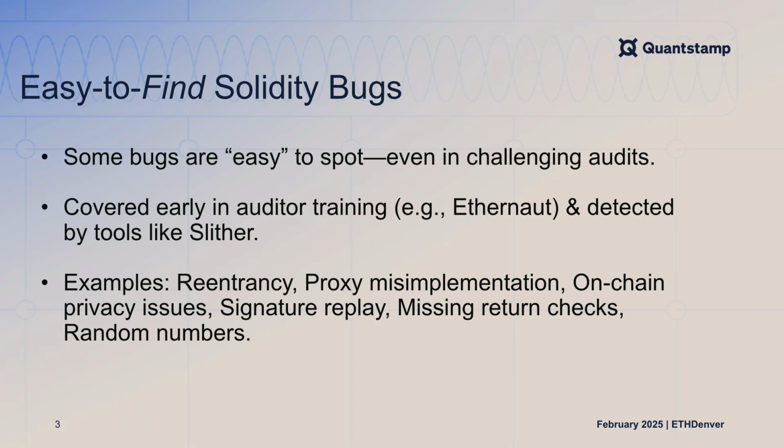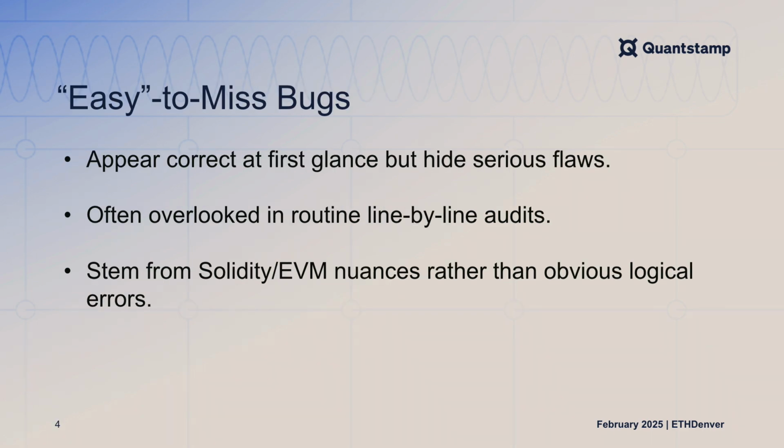Additionally, we consider easy-to-find bugs anything that can be detected by a static analysis tool such as Slither. So the category of bugs we consider easy to miss are ones where, during the line-by-line manual audit process, at first glance they appear correct, the logic looks sound.